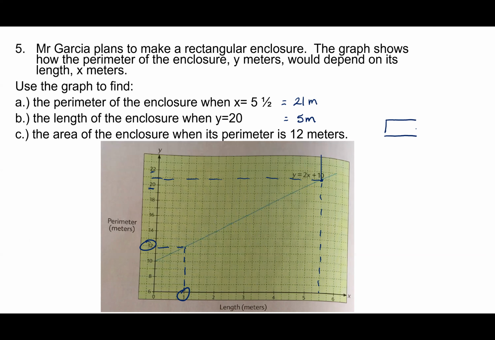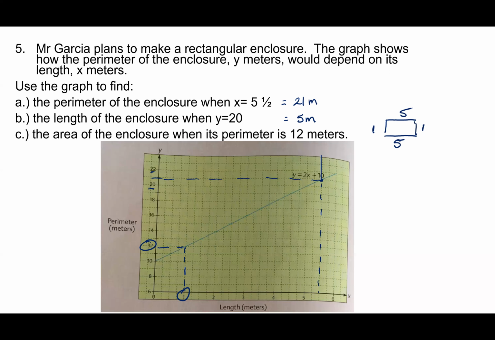Let's draw it. One side is 1. If the perimeter is 12, all the sides need to add up to 12, right, you guys? So what does this side have to be? Well, if it's 6, it's going to add up to 7. Yeah, it needs to be 5 on those sides. Okay. Can you see it now?